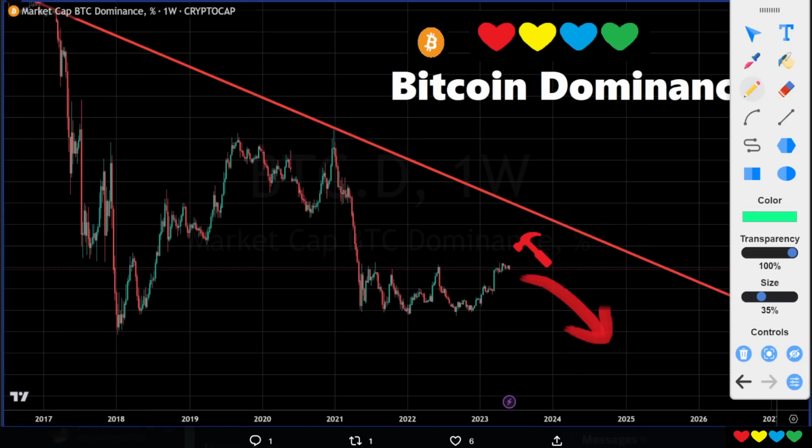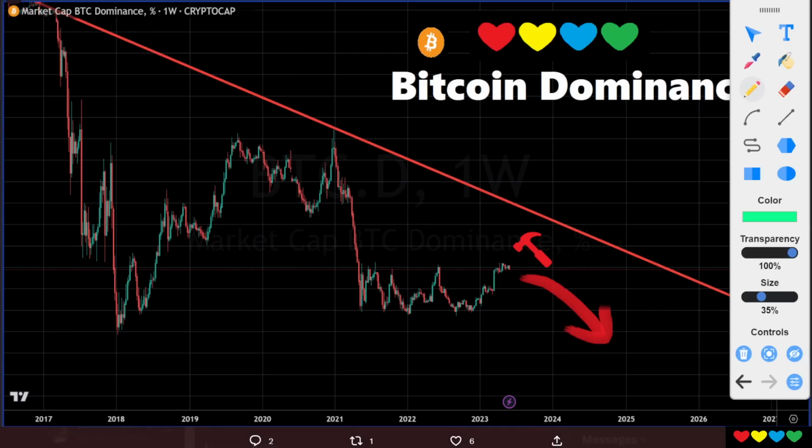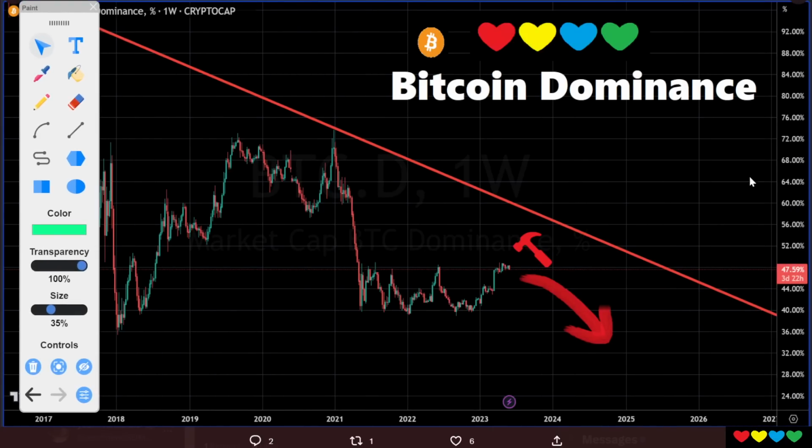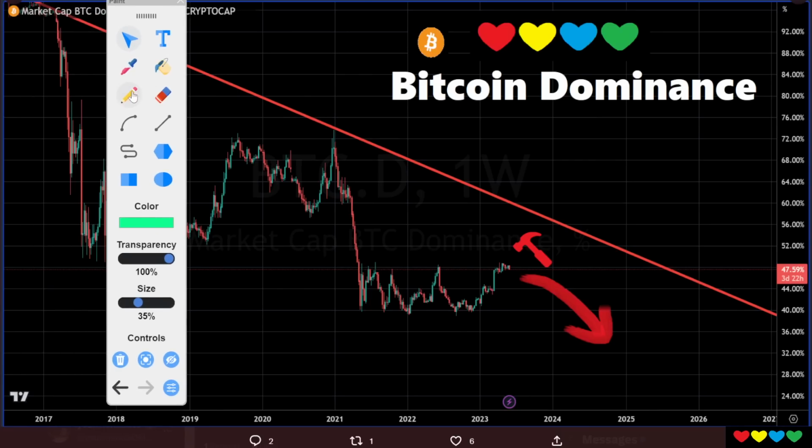We've been going down. Now, a trick, a secret, which for some reason not everybody knows, is this Bitcoin dominance. So this is Bitcoin dominance. You can see the scale, right? It's how big Bitcoin is as a percentage of the total crypto market. And you can see that it's been going down. It's been getting absolutely clobbered.